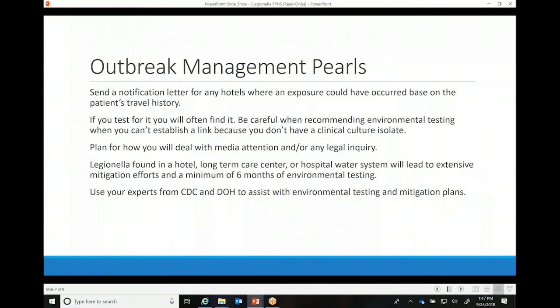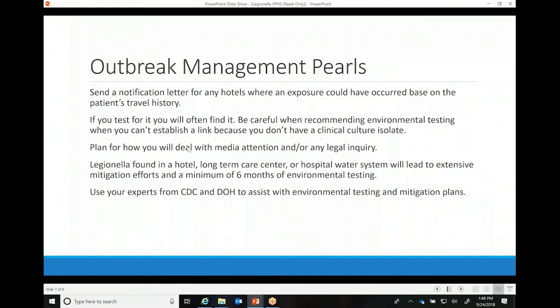And like I said, we talked about this earlier, you're going to see a long period of environmental testing after identifying Legionella in a system. So that's something to talk with them about. There are a lot of resources that the CDC has in terms of a water plan and a mitigation plan for Legionella. So there are a lot of options for you to provide assistance to these groups.